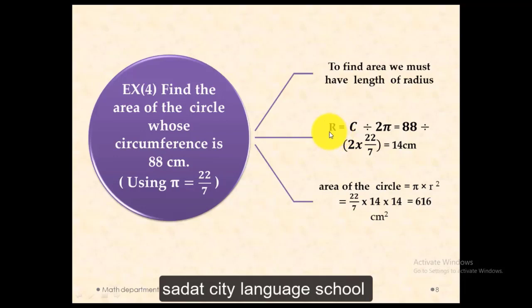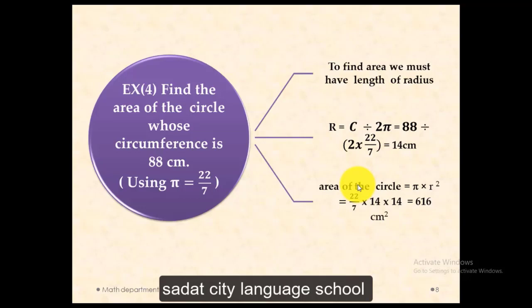Let's remember together. Radius equals what? Circumference divided by 2 pi. Here, circumference equals 88, divided by 2 times 22 over 7. If we use a calculator, radius will be equal 14 centimeter. Now we have the radius. Radius equals 14. Can we find the area of the circle? Yes, we can find the area of the circle.